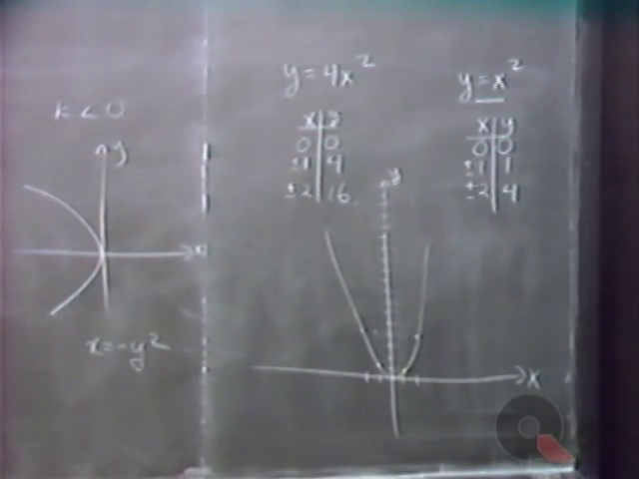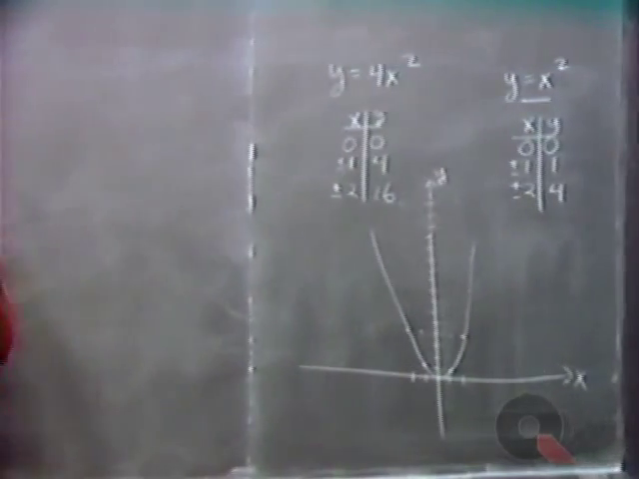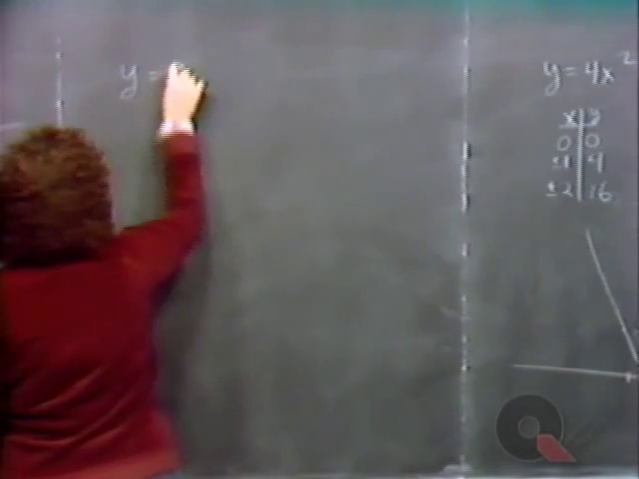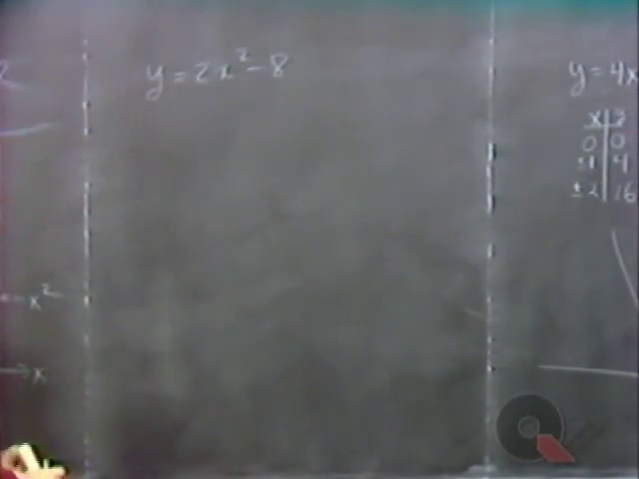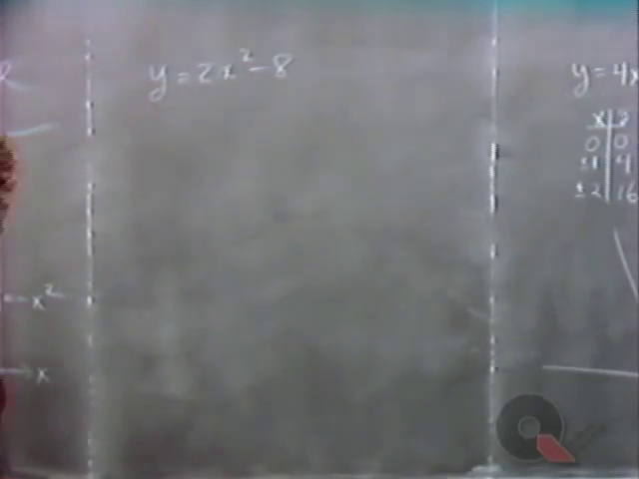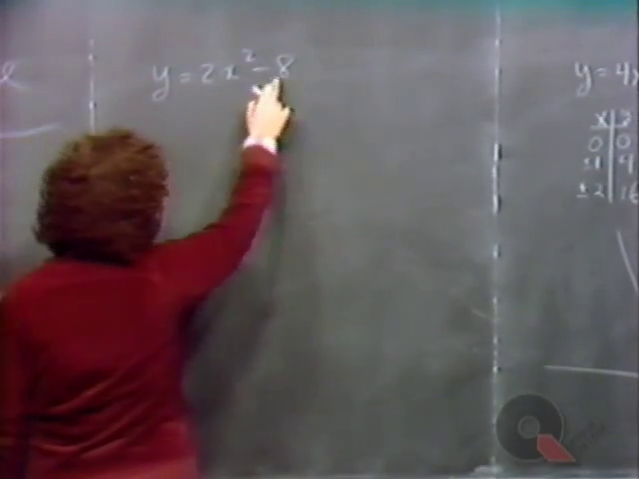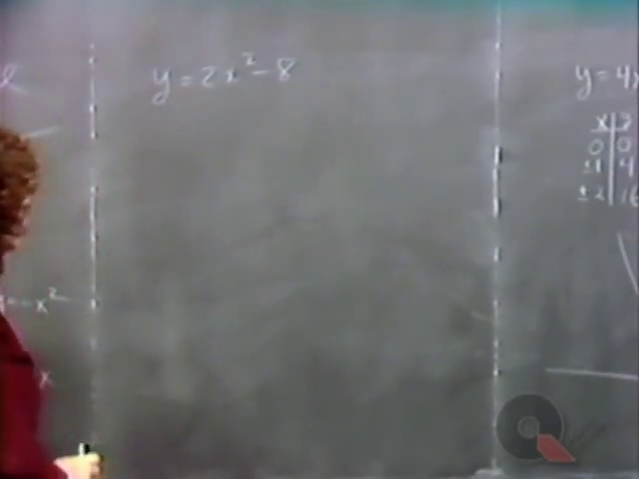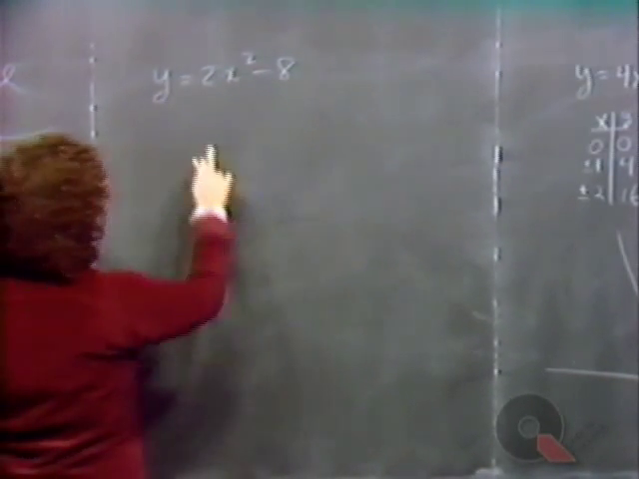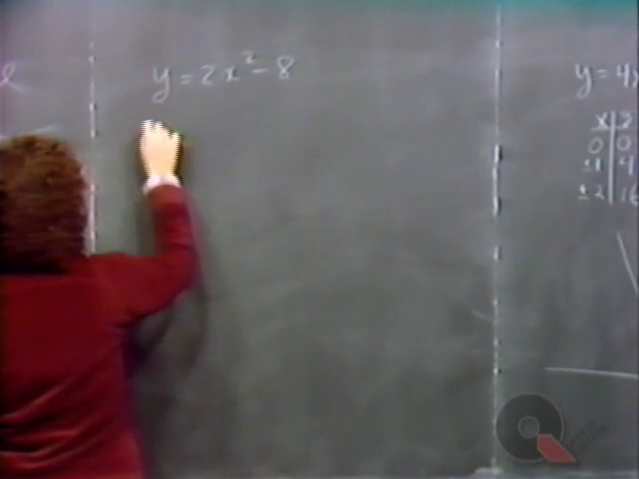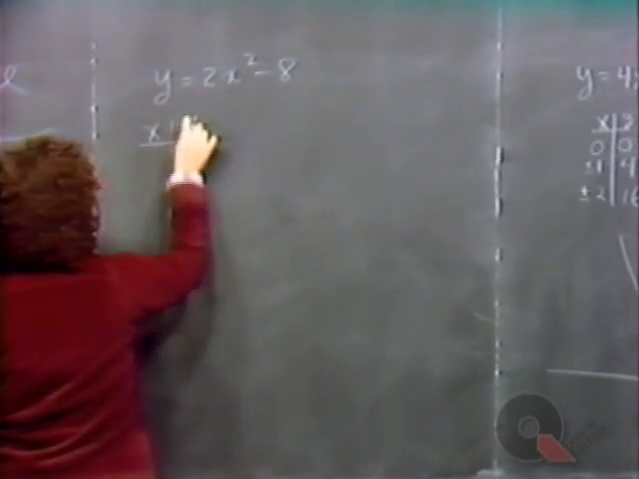Okay, let's try another one. y equals 2x squared minus 8. This is also in the form y equals kx squared. If we were to get the intercepts of this parabola, it would help us to locate it a little better. All right, we can make a table of values.